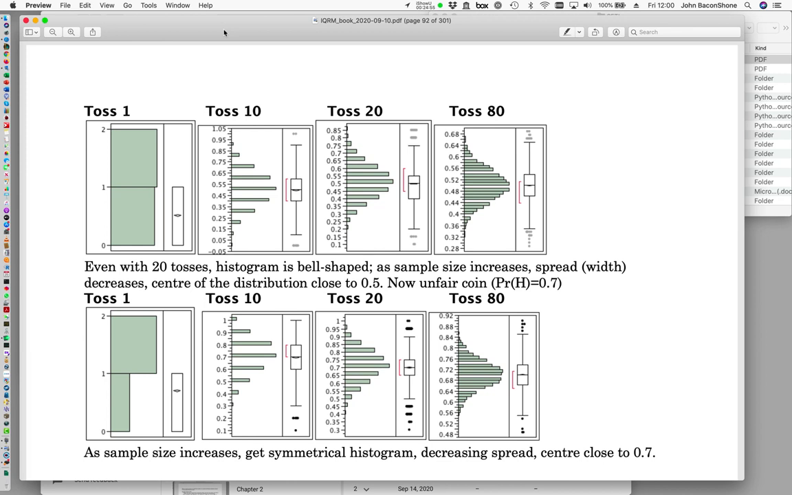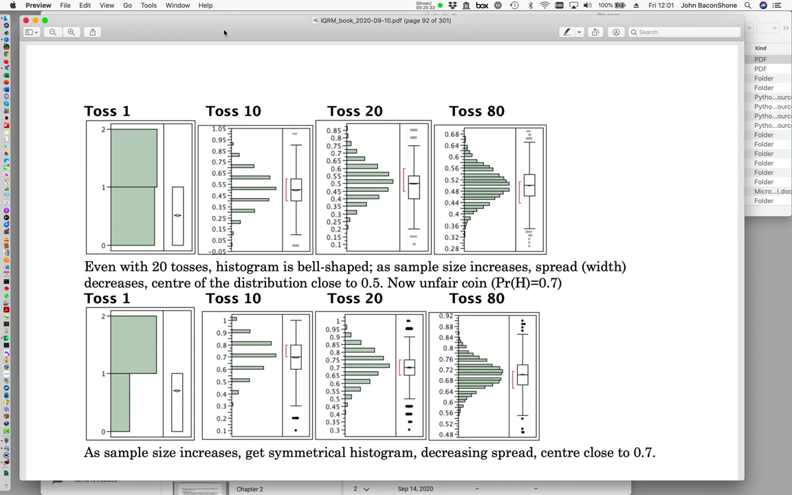So if we look at this, you can see that most of the time we're getting between 30% and 70% heads. Again, the most common outcome is 50%. Okay? Now, what about when we go up to 80 tosses? By the time we got to 80 tosses, you can see that the histogram has this sort of bell-shaped curve. So this bell-shaped curve is characteristic of what we call the normal distribution with a capital N.